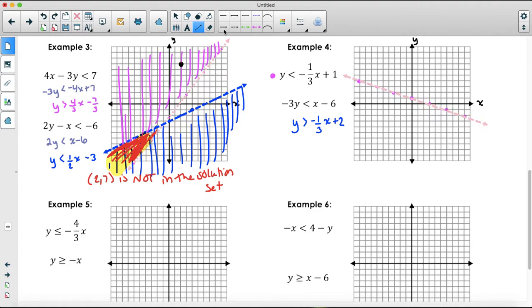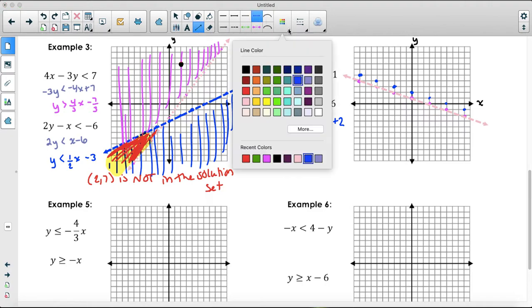I won't shade yet. The next one, we start at 2 and we have the same slope. So -1, +3, and we can also do +1, -3. And since this is greater than, not equal to, this is also a dotted line.